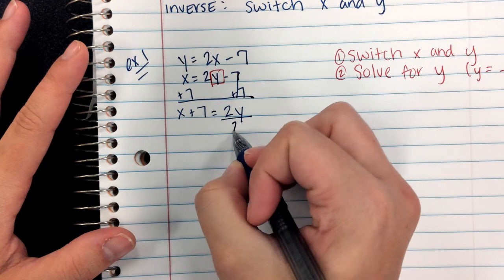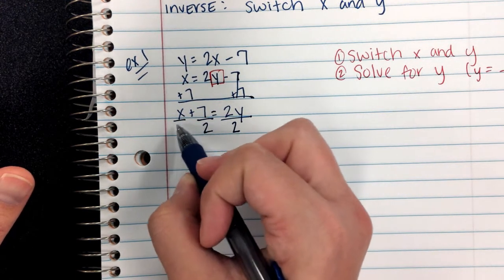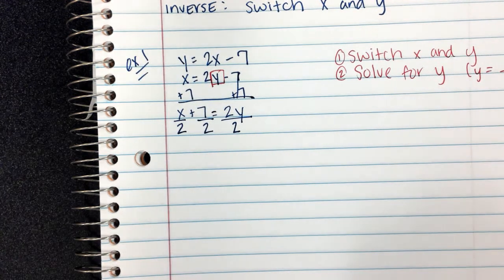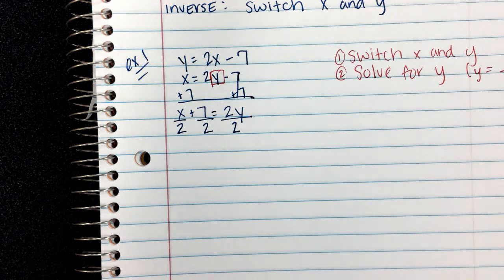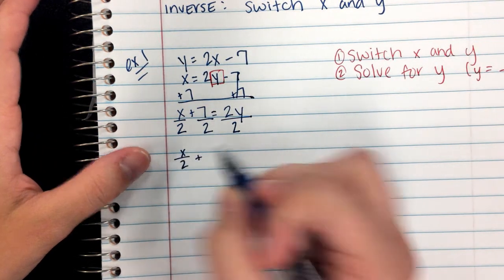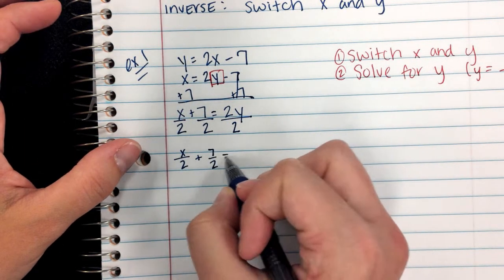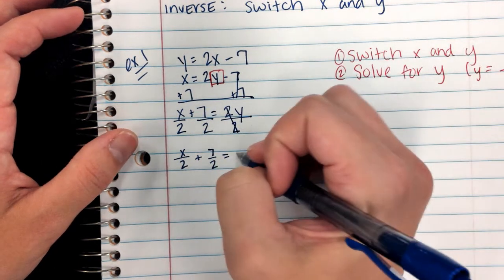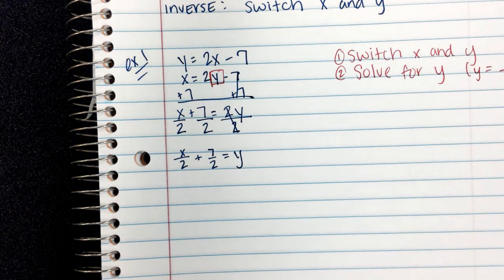Divide by 2. Pay attention. I'm going to divide everything individually by 2. No big fractions. That's going to confuse us later. Okay? So I have x over 2 plus, can 7 be divided by 2? Not pretty. Equals, what's it going to equal? Y. Okay? Now here's our last step.